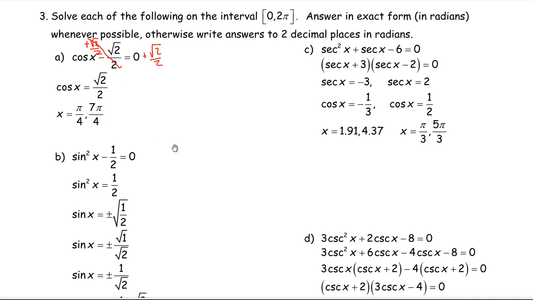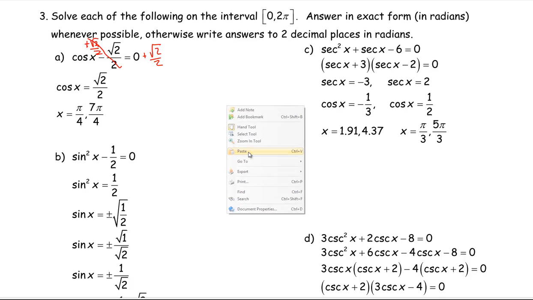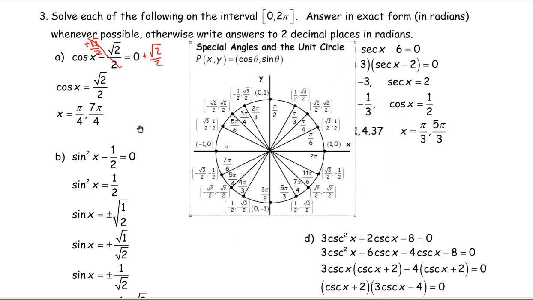So on the unit circle, we're looking for where, and I'm going to bring another unit circle here. So there's a unit circle. So we're looking for the cosine is positive root 2 over 2. Remember, cosine is the x coordinate. So positive root 2 over 2 here. So that's at an angle of pi over 4. And positive root 2 over 2 here, which is the angle of 7 pi over 4. So pi over 4 and 7 pi over 4 are the two solutions for A here.